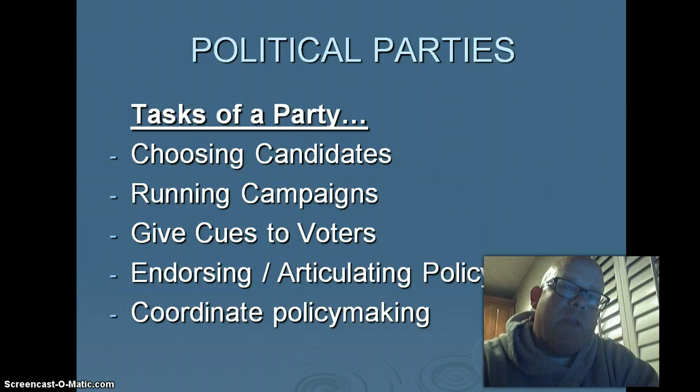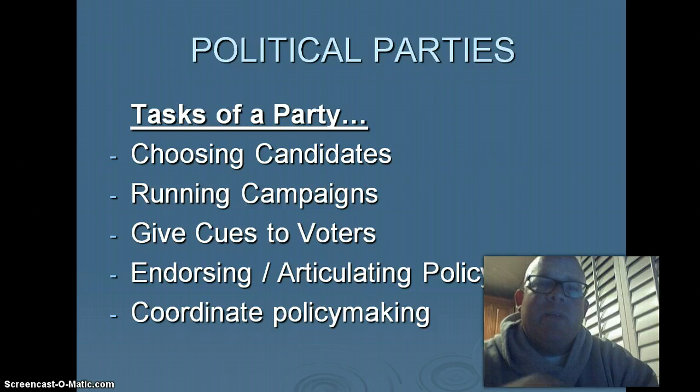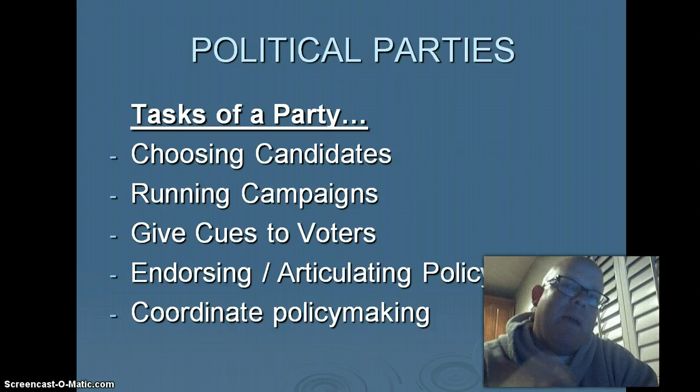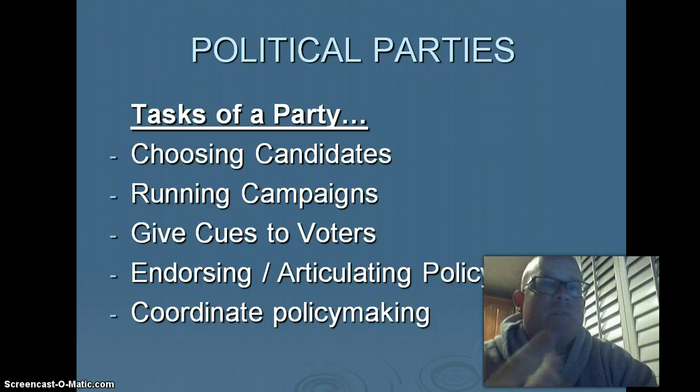And then finally, they're going to help coordinate policy making. When they are the party in power, if they have the majority in the House or the Senate, or if they have the presidency, they're going to basically propose legislation. They're going to drum up public support for it. They're going to find allies in Congress. They're going to use their votes to push through that policy. Okay. They also are going to be very crucial once the policy is being implemented, to make sure that the policy gets the proper attention and focus that it needs when it's being rolled out.